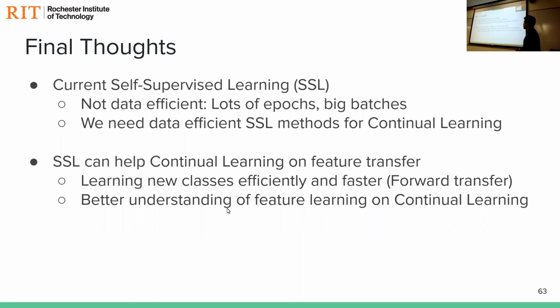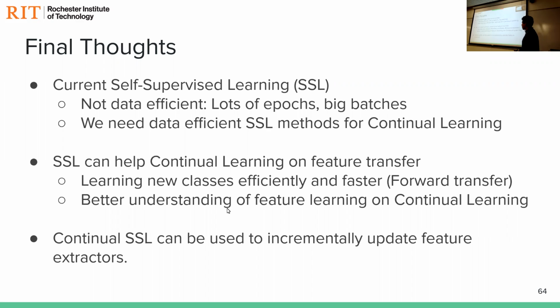But if we are using the ones that we have right now, we know that SSL can help continual learning on feature transfer. That means that while learning, we are going to be able to learn new classes efficiently and faster because we are trying to learn features that are more general. But for this, we actually need a better understanding of feature learning in continual learning. There are not many works that are saying how these features are changing in time while doing continual learning. That needs to be explored if we want to combine these two better.